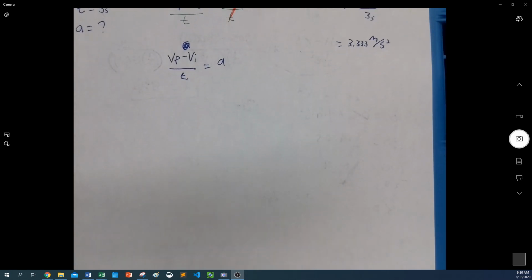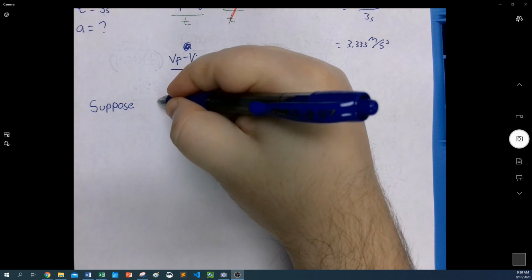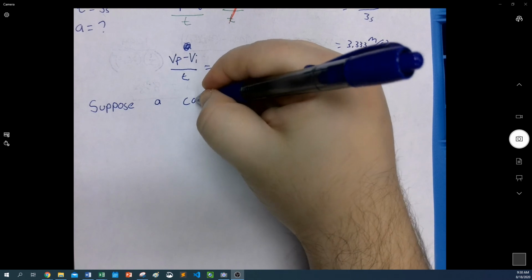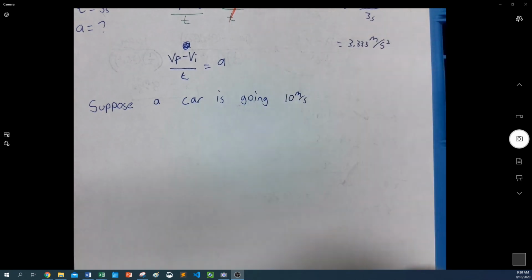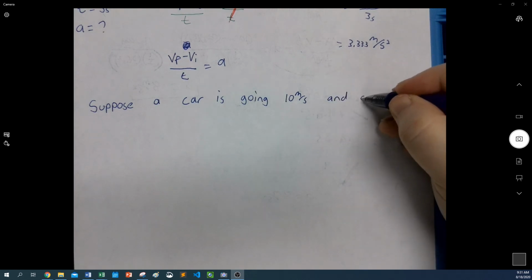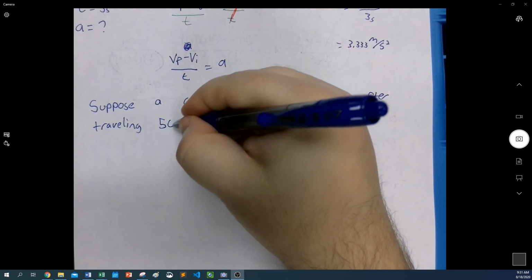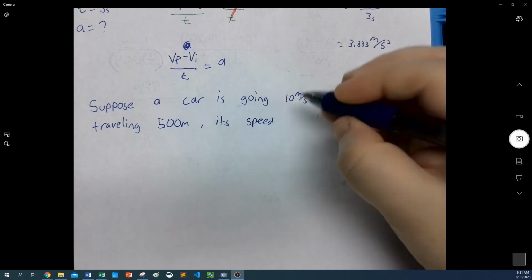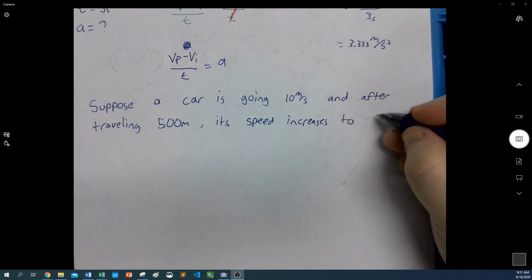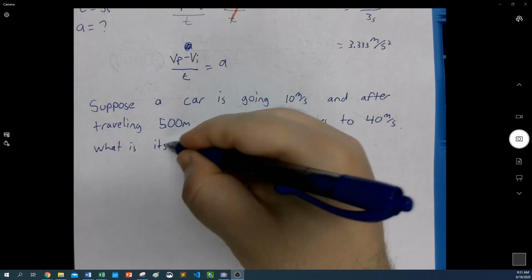All right, let's do one more. Suppose a car is going 10 meters per second, and after traveling 500 meters, its speed or velocity increases to 40 meters per second. What is its acceleration?